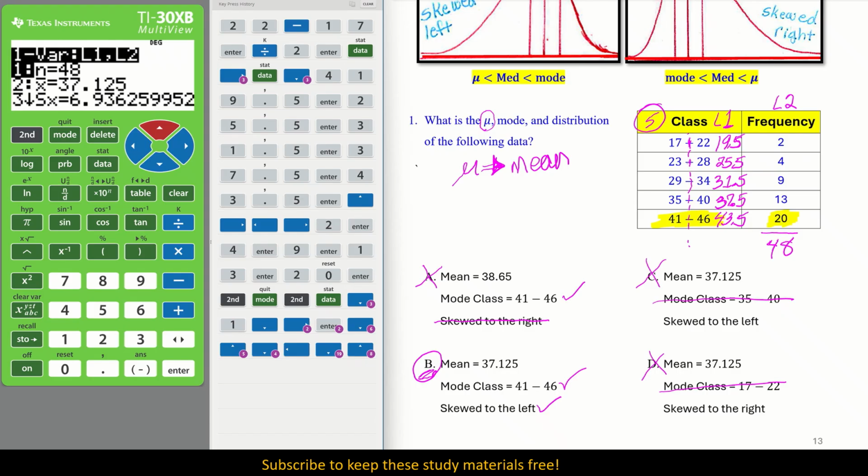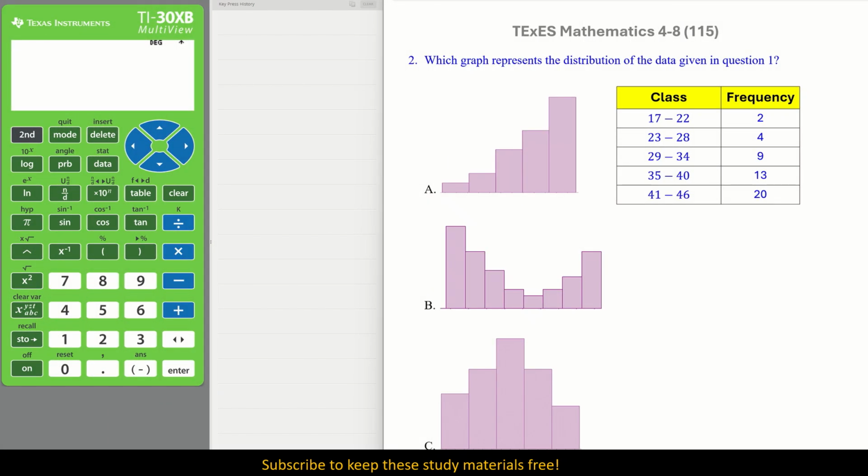So this is what we needed. Just a little FYI, we're going to use this some more, but in different ways as we move along. All right, let's go to number two. Number two, which graph represents the distribution of the data given in question one?